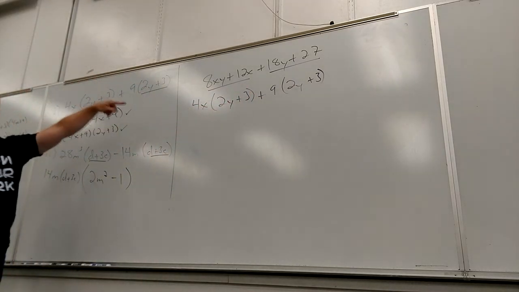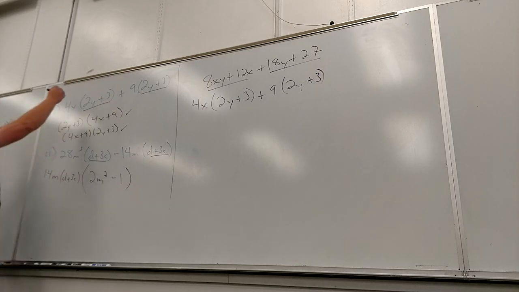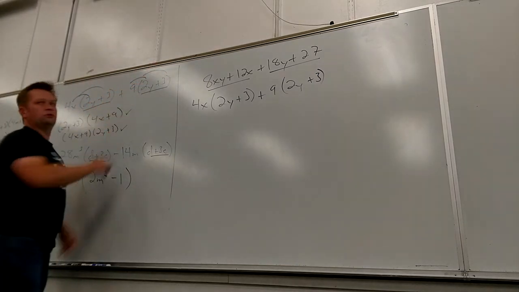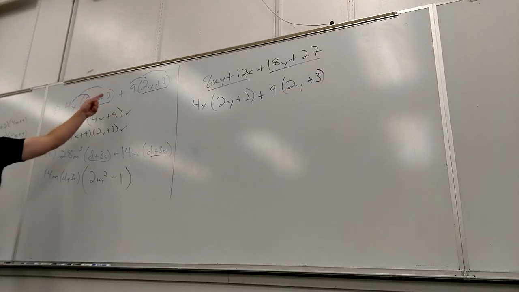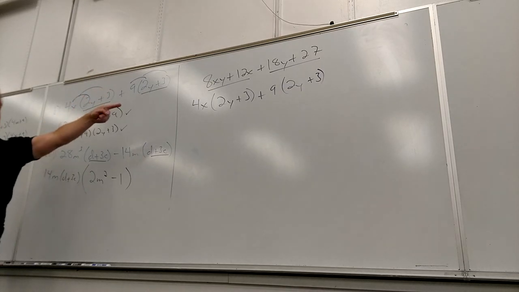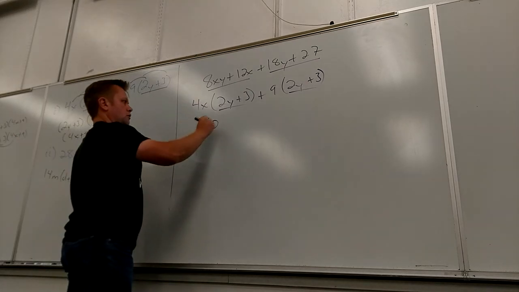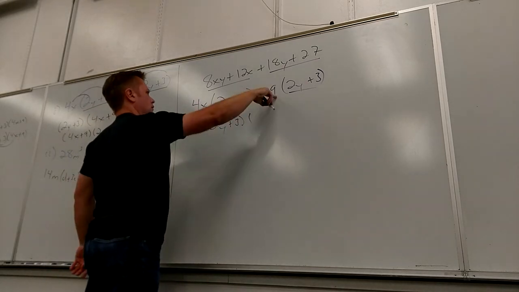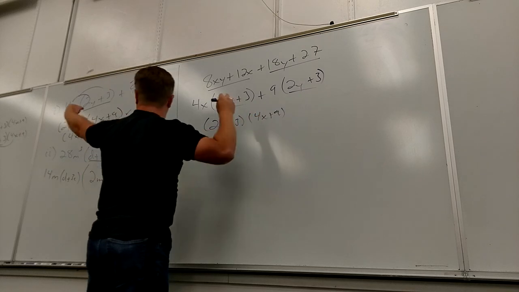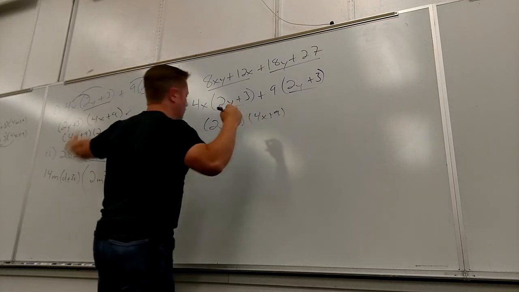One more step, and do you guys see? That's this problem. All I did was distribute the 4x and distribute the 9s. And what did we just do? The first step we did was undistribute that, and then we said, oh, these are the same. I can go one more step. Take the 2y plus 3 out, and you're left with 4x plus 9, just like we did here. Exactly the same thing.